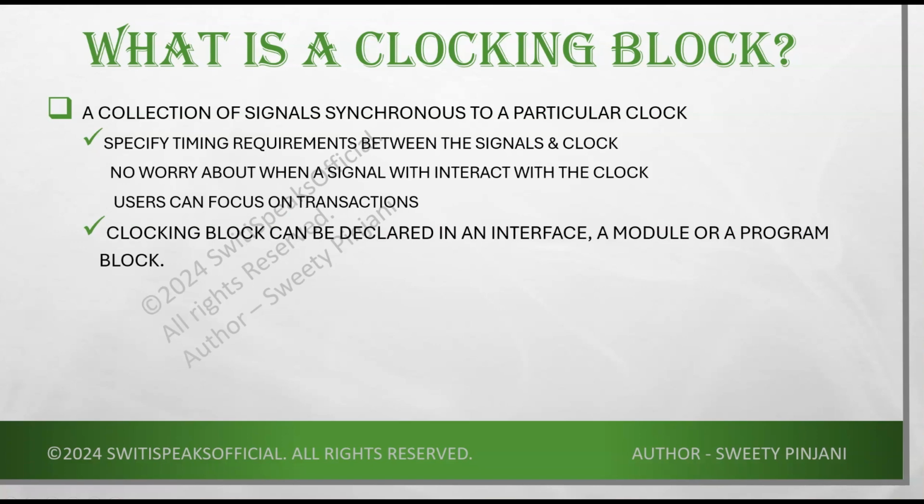Some things which you need to remember: where can you declare a clocking block? This clocking block can be declared inside an interface, a module, or a program block. These are three places where you can declare your clocking block. I repeat, inside an interface, a module, or a program block.